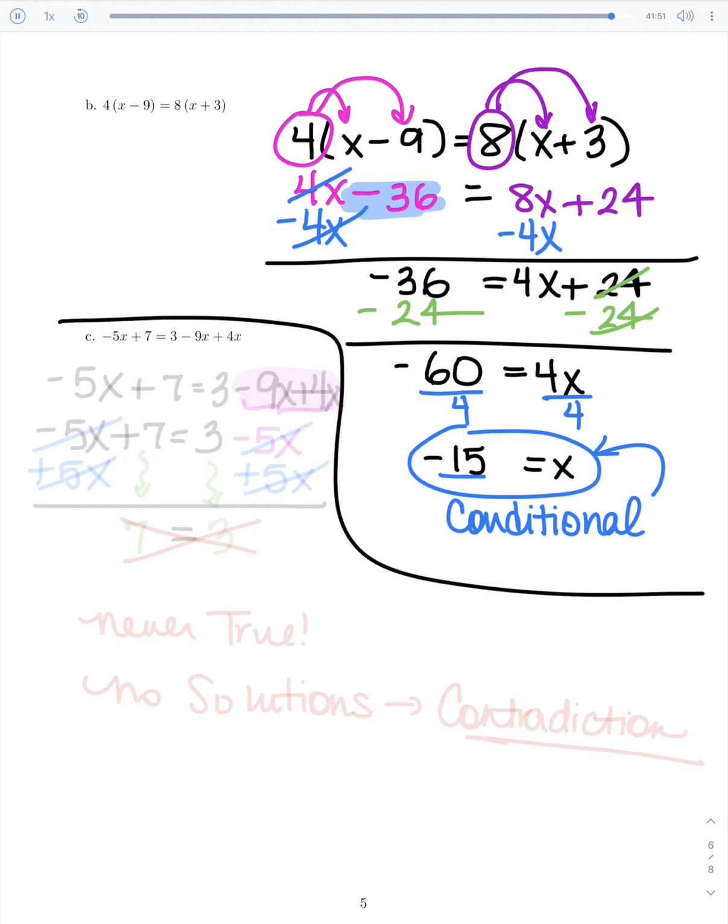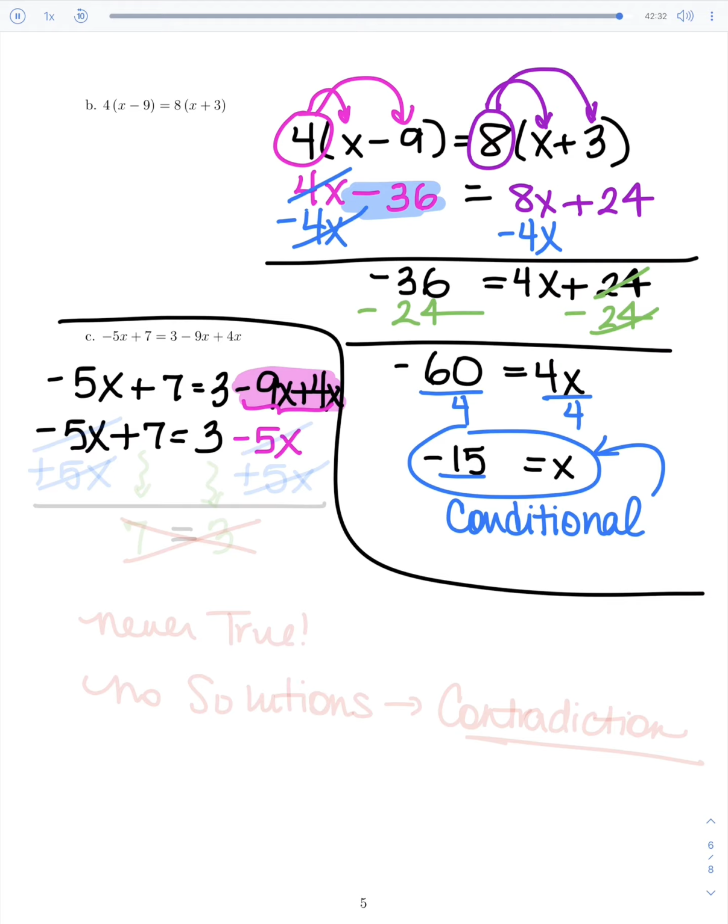Let's take a look at our last one here at C. On C, we have negative 5x plus 7 equals 3 minus 9x plus 4x. The first thing that we can do on C is combine our like terms. We actually do have a negative 9x and a positive 4x on the right-hand side. Because they're on the same side of the equation, they can go ahead and add and subtract normally. So we have a negative 9x added to a positive 4x, which will give us a negative 5x.